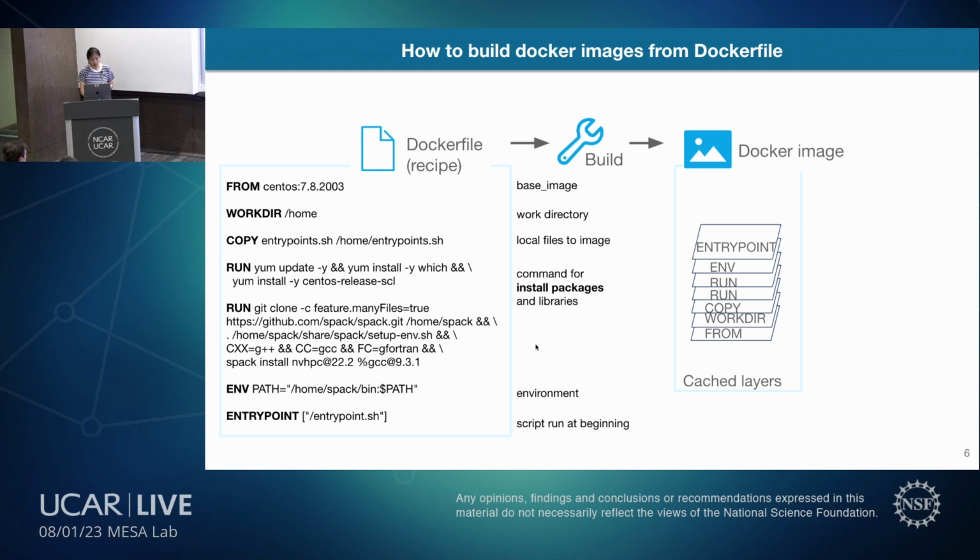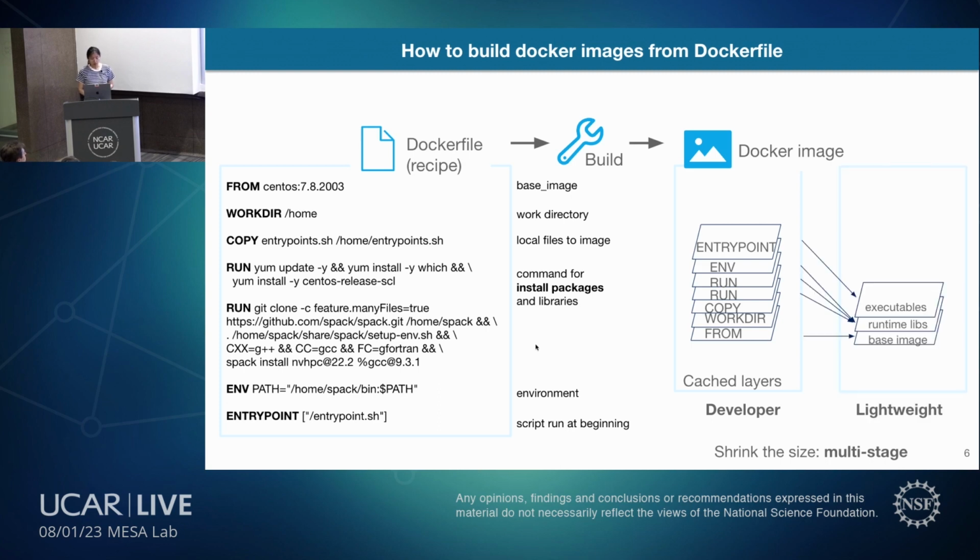So there is a strategy to solve this problem. It's called the multi-stage container. With this, we can copy only the important parts into our lightweight container, like the base image, the runtime libraries, and also maybe the executable files. With this process, we can greatly shrink the size from like 70 gigabytes to 400 megabytes. So that is a great improvement.